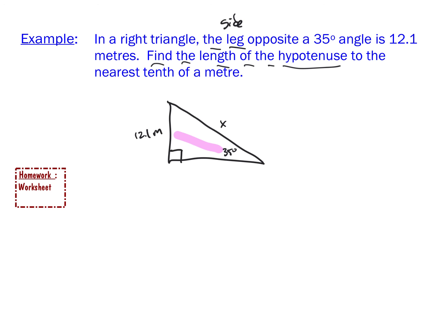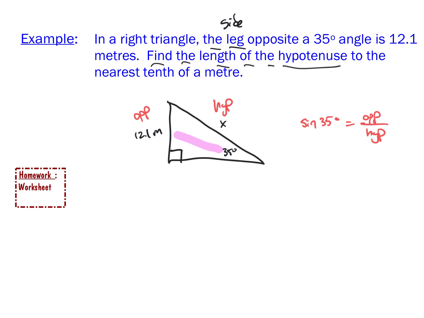So what do we have here as far as what's our sides? Do we know the opposite? Do we know the adjacent? Do we know the hypotenuse? Well, we already know that the 12.1 is across from 35, so that's got to be the opposite. And we already know we're looking for the hypotenuse, so guess what? That's the hypotenuse. So in the SOHCAHTOA, in this case, it's SOH. So the sine of 35 degrees is equal to the opposite over the hypotenuse.